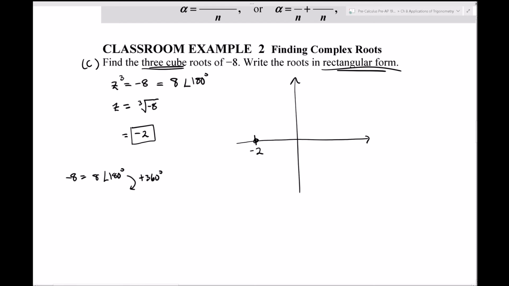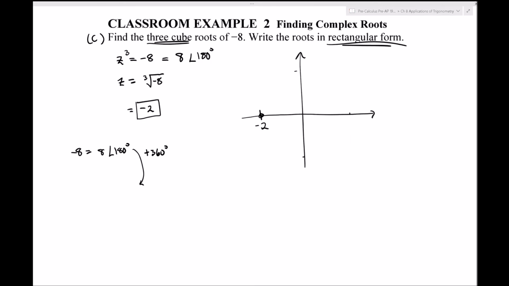So key thing, you add 360 to the original, not the first root that we found. We're going to do that to the original. You add 360 to that one. So what's 360 plus 180? That's 540. So then we can think of negative 8 as 8 with an angle of 540 degrees. So literally, if it were 180, we add another 360 to that. And that's 540. It's the same exact spot. Not at that negative 2 place, it's at negative 8. But negative 8 and negative 2 are on the same negative x-axis.